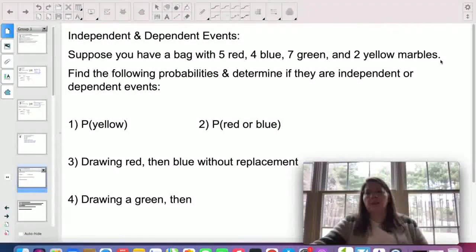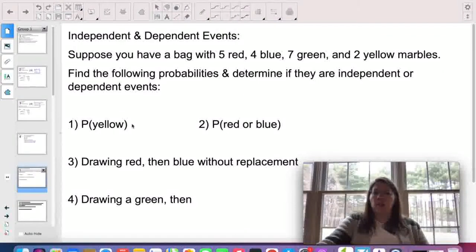So let's talk a little bit more about independent and dependent events. Suppose you have a bag with 5 red, 4 blue, 7 green, and 2 yellow marbles. Find the following probabilities and determine if they are independent or dependent events. Find the probability of drawing a yellow. There are 2 yellows in the bag out of how many total? There are 18 marbles in the bag. So we have a probability of getting 2 out of 18 for a probability of yellow, which is 1/9.